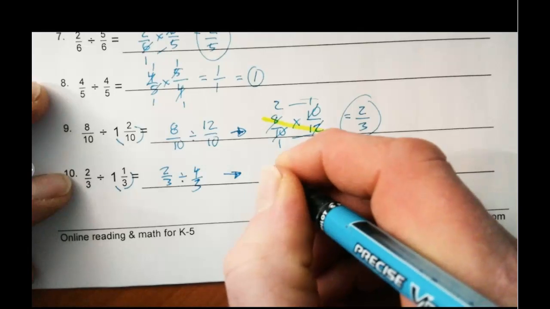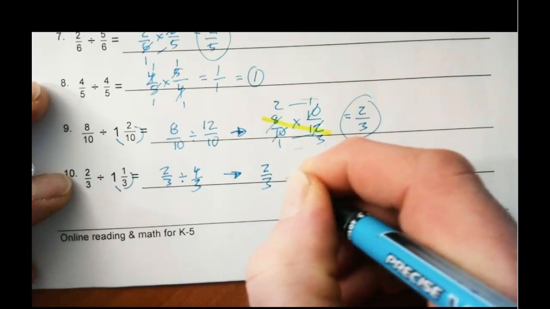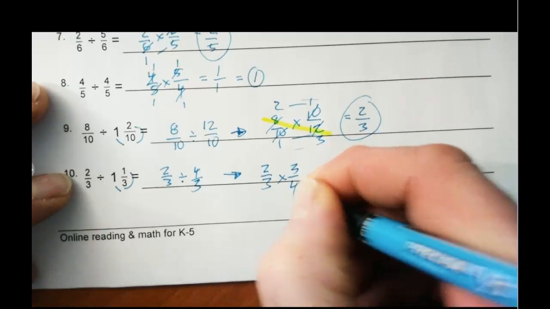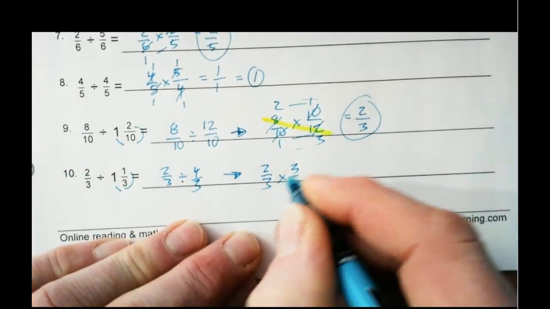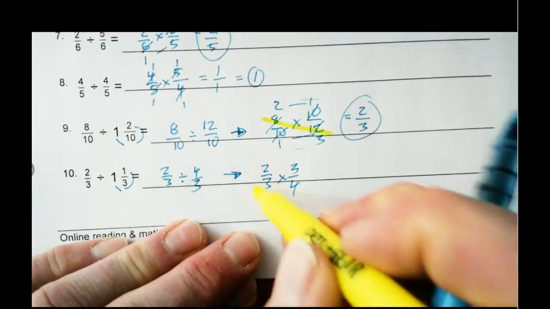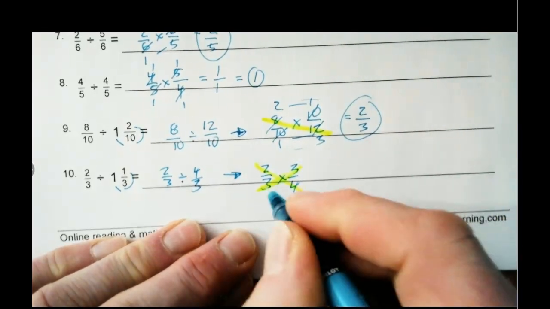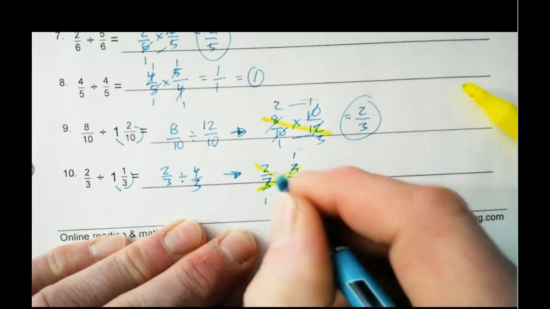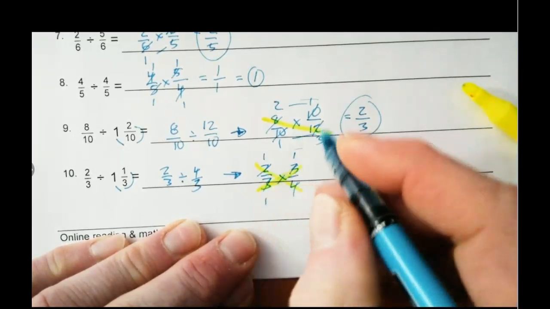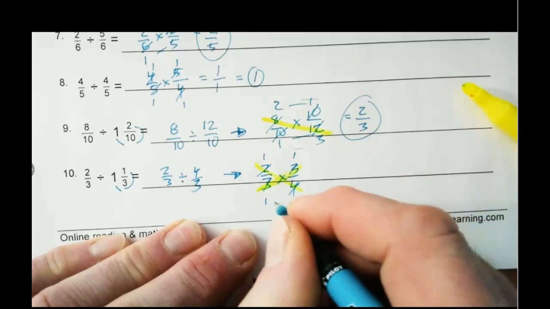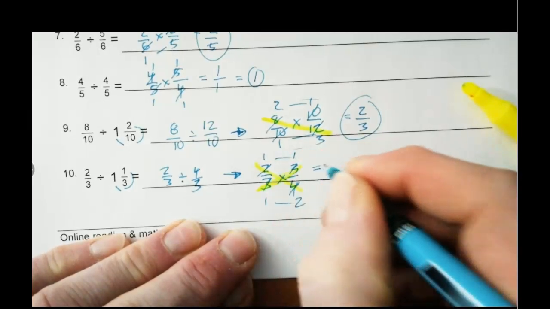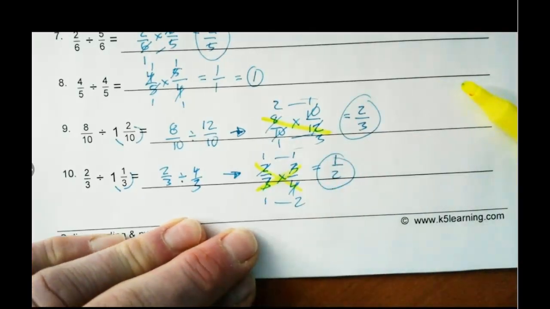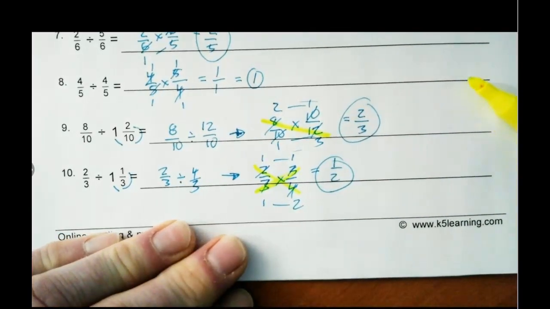So rewrite this, keep it, change it, flip it upside down. You can divide by 3 here and 2 there. 3 divided by 3 is 1. 3 divided by 3 is 1. You can divide by 2 here. 2 divided by 2 is 1. 4 divided by 2 is 2. 1 times 1 on the top, 1 times 2 on the bottom, and you've got 1/2. Hope this makes sense. Thanks for listening.